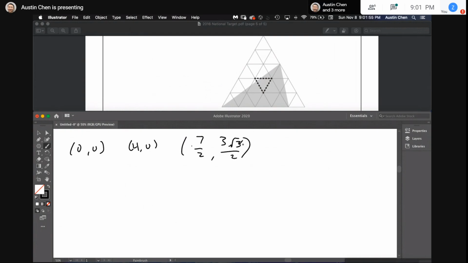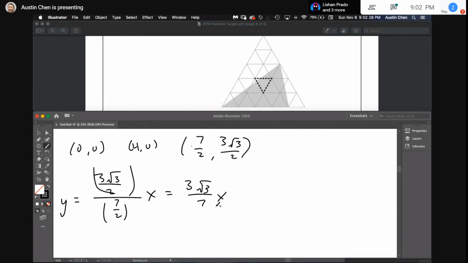Okay, so the equation of this line would be the line with a slope of 3√3/2 over 7/2. It crosses through the origin, so it's not going to have any y-intercept. The over 2's cancel, so we have 3 times root 3 over 7 x. That's the equation of that line.